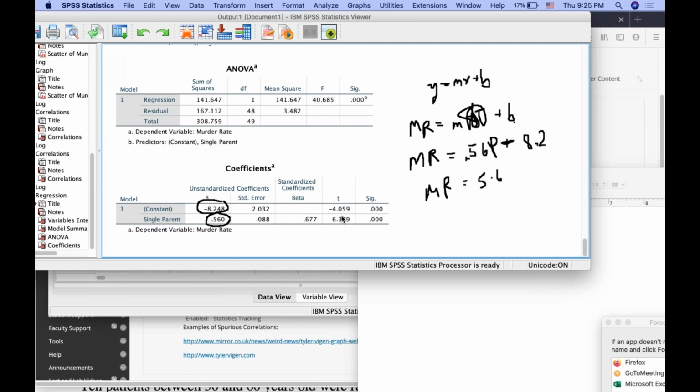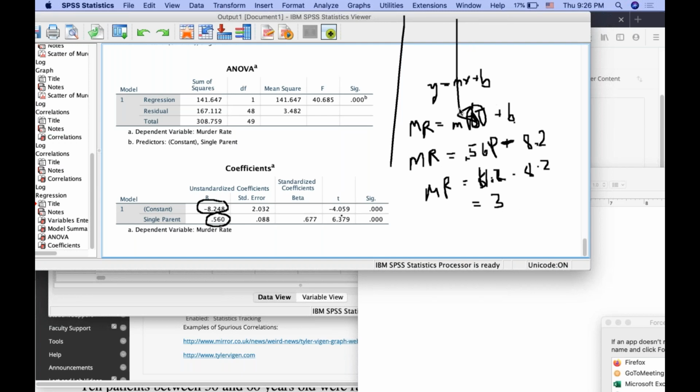That doesn't make any sense. Do I have data in that range? I think 10 might be low. I think the reason why that's happening is because we don't actually have data in that range. Say the single parent household rate is 20%. 20 times 0.56 would be 11.2. What's the y-intercept again? The y-intercept is the place where it crosses, b. It's negative 8.24. So this would be 11.2 minus 8.2. In that state, we would expect the murder rate to be 3.